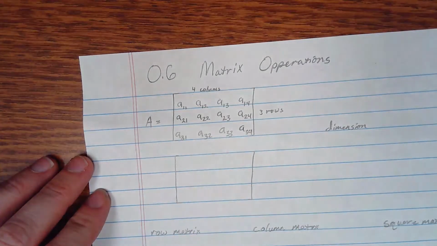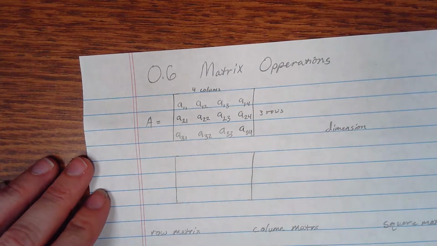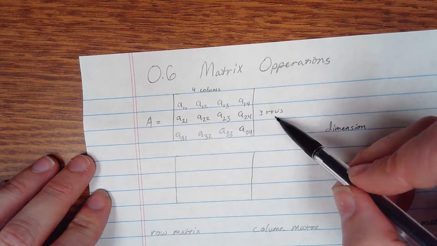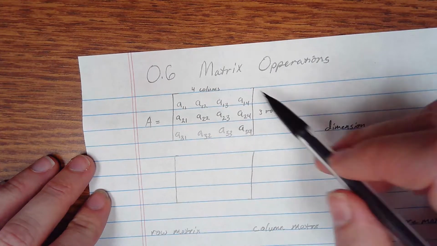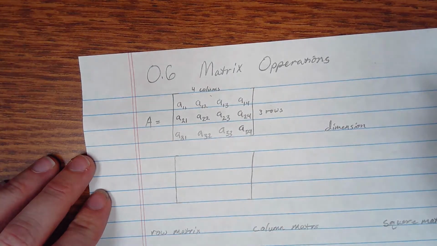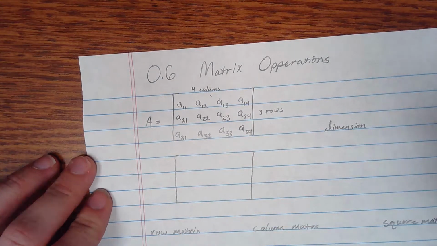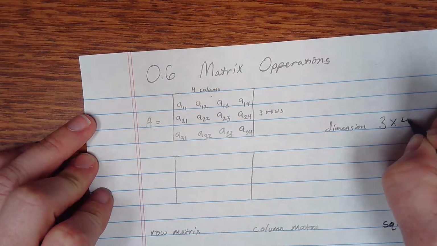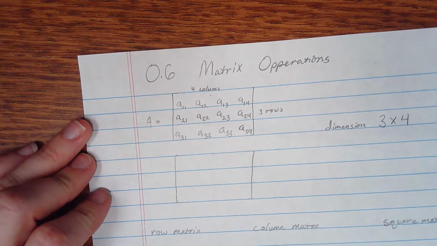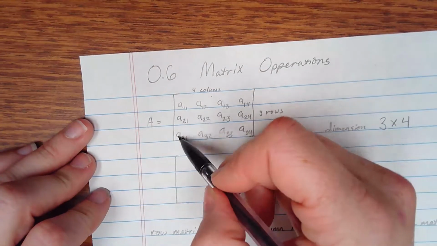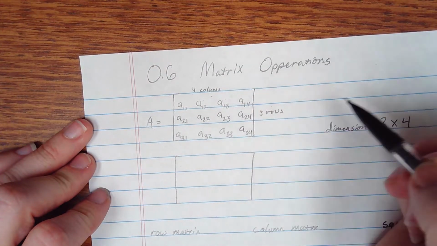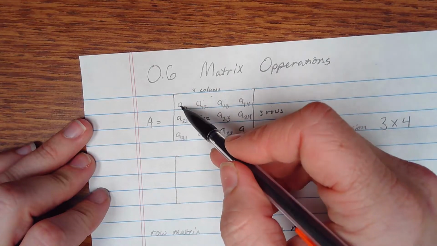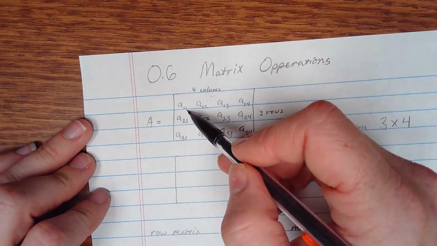Okay? Now, the dimension of this matrix, we always list rows by columns. Rows by columns. Okay? So the dimension of this, we would say, is a 3 by 4 matrix. Now, these simply represent numbers. They're like x's. You could have 12 different x's here, but this little a represents a number in this position.